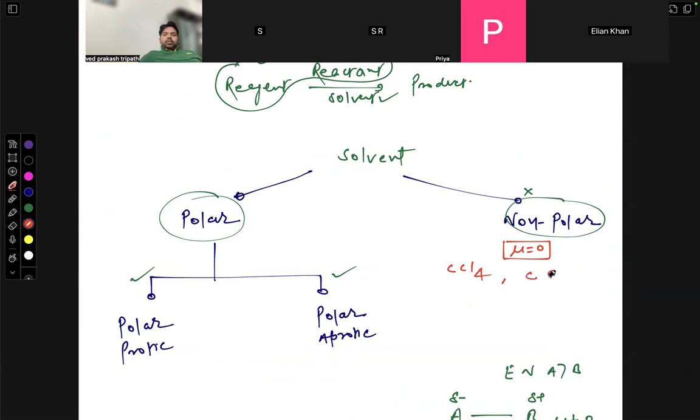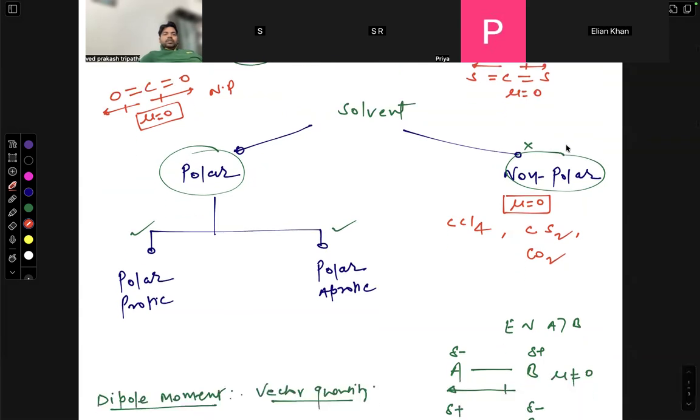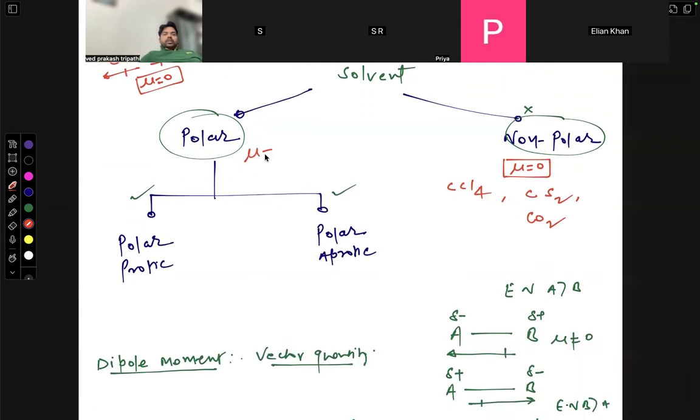Example: CS2 molecule. Example: CO2 molecule. You can see the CO2 structure is like this, and the electronegativity of oxygen is greater than carbon. So the arrow points towards oxygen here and towards oxygen here. So they are equal and opposite, so mu is equal to 0. That means the net dipole is 0, so this is a non-polar solvent. You can do the same with CS2. Look here, 0. What is polar? Polar means the net dipole does not equal 0.